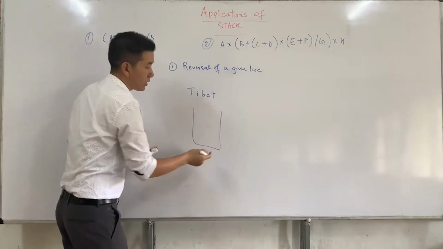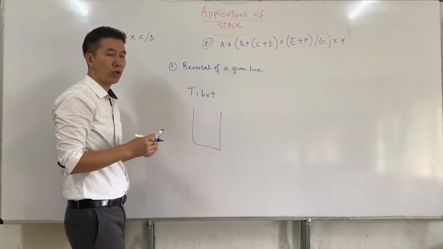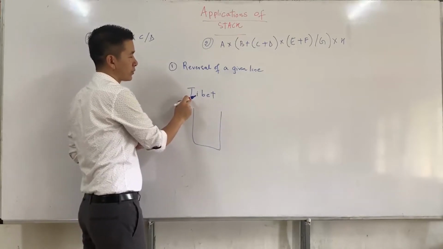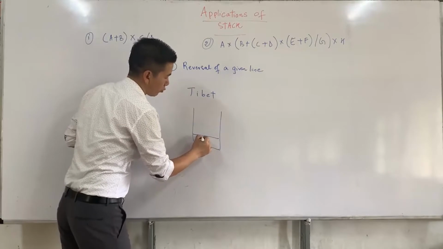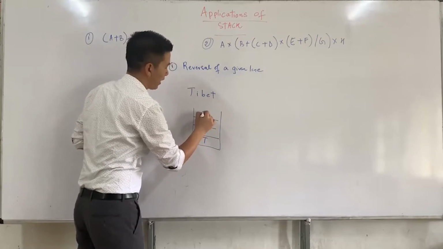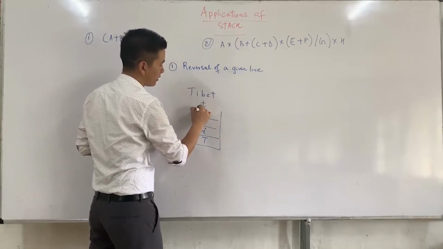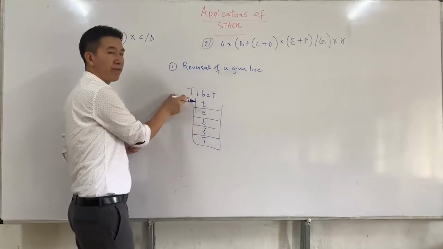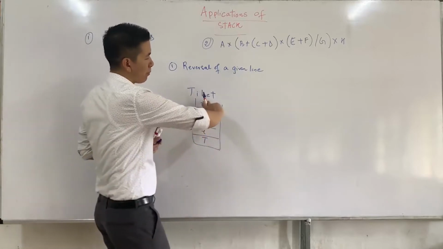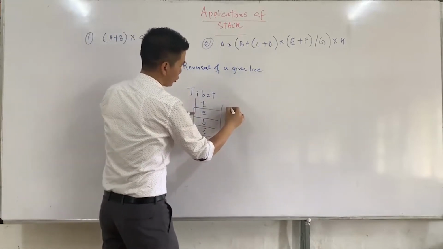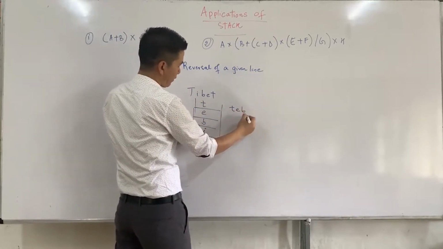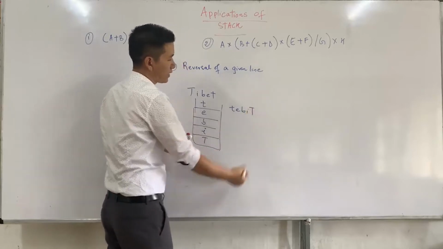You have the stack, and you just need to know how to write a program for the stack operations. Starting from the first character, the big T will be pushed onto the stack, followed by I, and then B, and then E, and then T. So starting from the first, keep pushing the characters onto the stack, and then pop them one by one. Small t will be the first one to be popped, followed by E, followed by B, followed by I, and then finally you have big T.